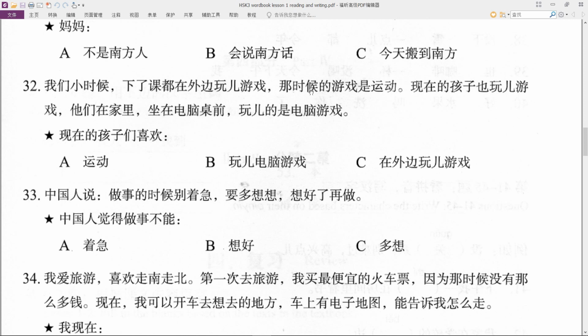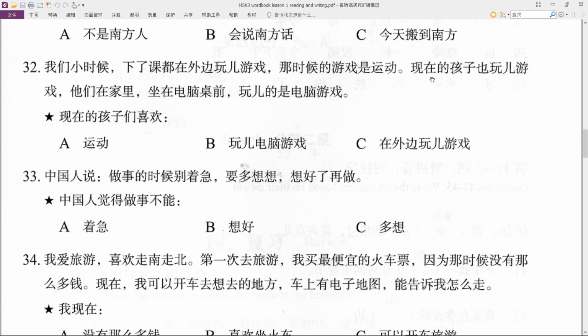那时候, we have so many phrases use 时候, so 小时候, childhood, 那时候, at that time. 那时候的游戏, the game at that time, 是运动, is sports. Yeah, mainly about sports. We didn't have many toys. 现在的孩子也玩游戏. So the children now, so 现在, now, 孩子, children, the children now also play games. 他们在家里, they stay at home. 坐在电脑桌前, so 坐在, sit at, 电脑桌, computer table, 电脑, computer, 桌, table, 前, in front, so sit in front of a computer table.